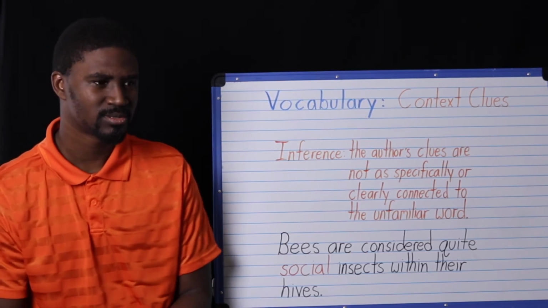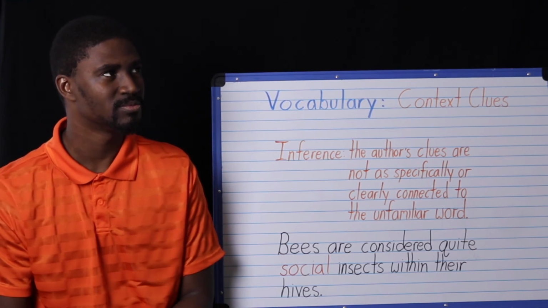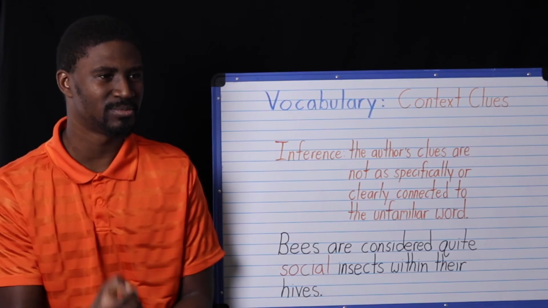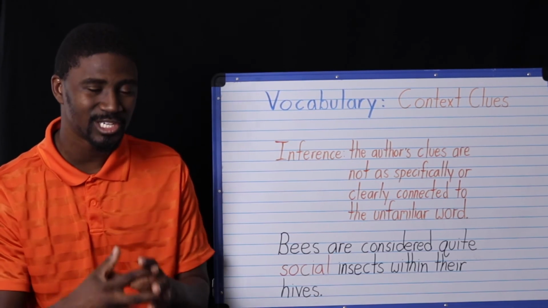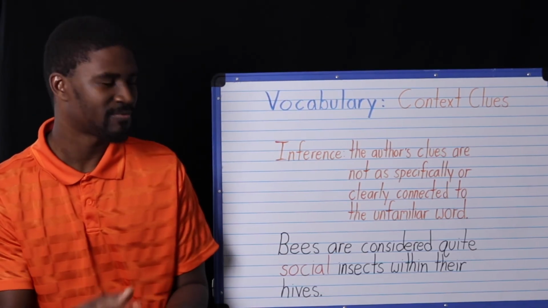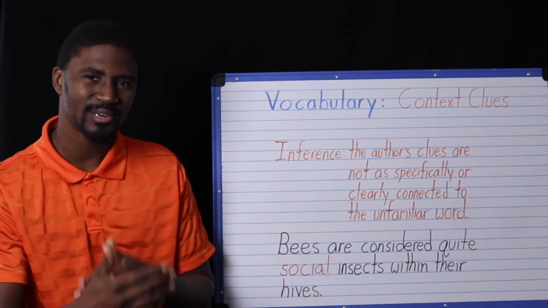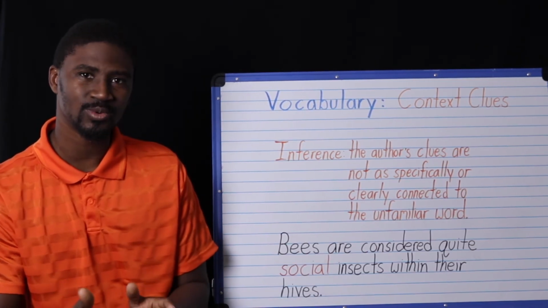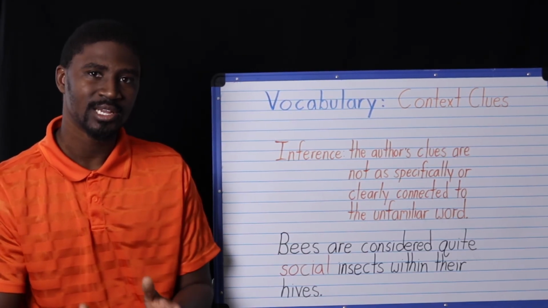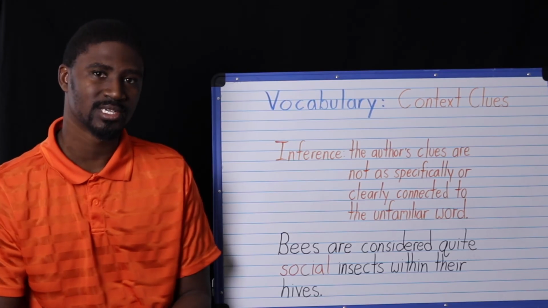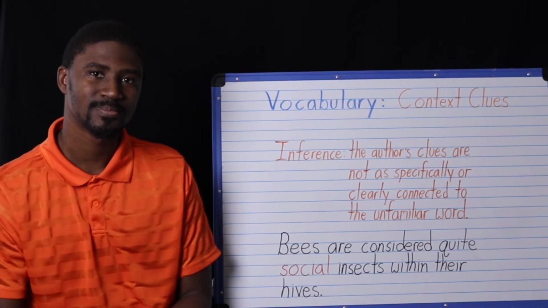So unlike birds or turtles, bees live with lots of other bees. So I wonder if social has to do with the fact that in their hive, they are a huge community. If that's true, then I could say that bees are considered quite social, quite interactive, quite engaging with their community. Social would mean that these bees interact with their community much more than other insects. We use our background knowledge to infer what the meaning of social is.